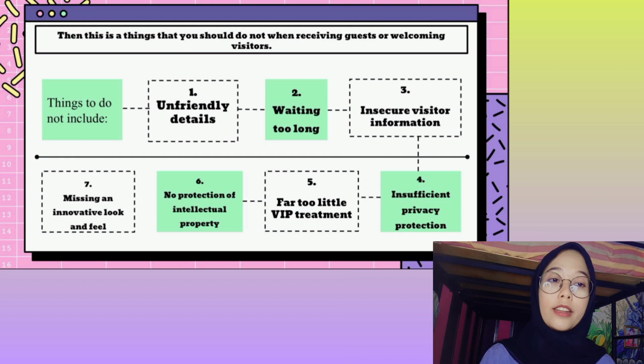Number 5, far too little VIP treatment. Improving the visitor's experience begins in the reception area. Provide water and healthy snacks. Install comfortable chairs and offer guest Wi-Fi so that your visitors can prepare for the meeting. Number 6.